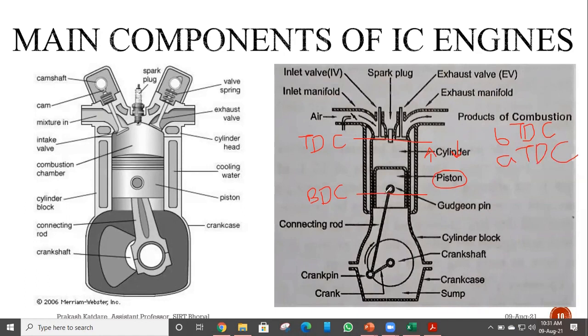Similarly, if I am explaining some event with respect to the bottom dead center position, if it is coming towards bottom dead center, I will name it before BDC, and if it is going from bottom dead center towards top dead center, it is after BDC or after bottom dead center. So these positions are named so that the overall operations can be explained very easily. The events that take place can be explained very easily because of these positions.